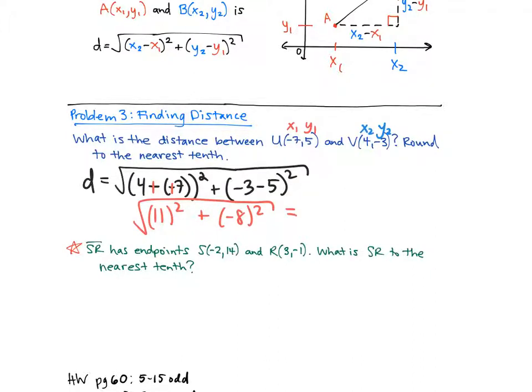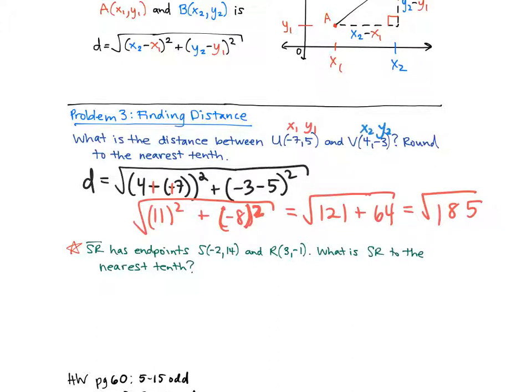Okay, so we're simplifying. 11 squared is 121. Now, careful here, negative 8 squared, since this negative 8 is in parentheses, this is going to be positive, right? Because this is negative 8 times negative 8. So this is going to be positive 64. Squaring always gives you a positive number. And then the square root of 121 plus 64 is the square root of 185. And this is to round to the nearest tenth.